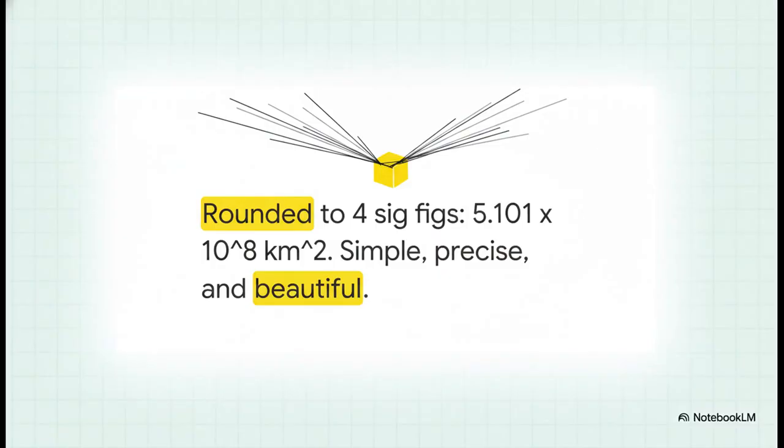And this brilliantly illustrates the power of what we've learned today. Remember, the original question asked for exactly 4 significant figures. So we take this giant number, locate the 4th significant digit, which is that 1, we look to the right at the 3, and we leave the 1 unchanged since 3 is less than 5. Then we apply our standard form rule, moving that decimal point 8 spaces to the left. Instantly, we compress that massive, messy number into something incredibly elegant and readable, 5.101 times 10 to the power of 8 kilometers squared. Simple, precise, and honestly, pretty beautiful.